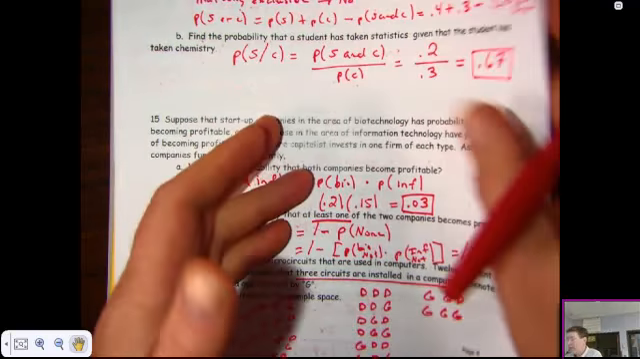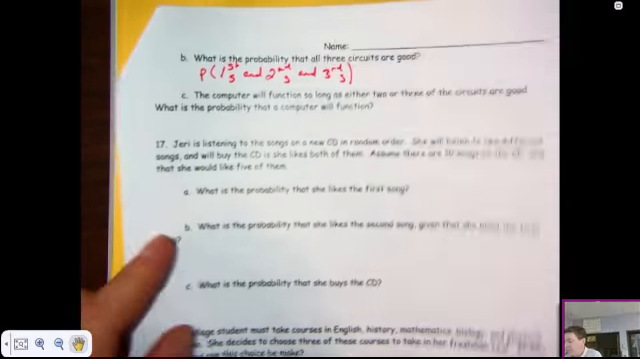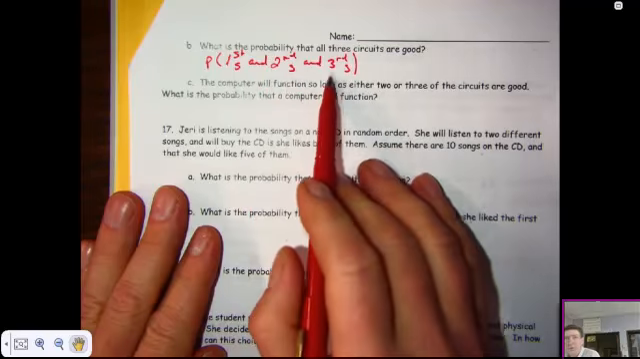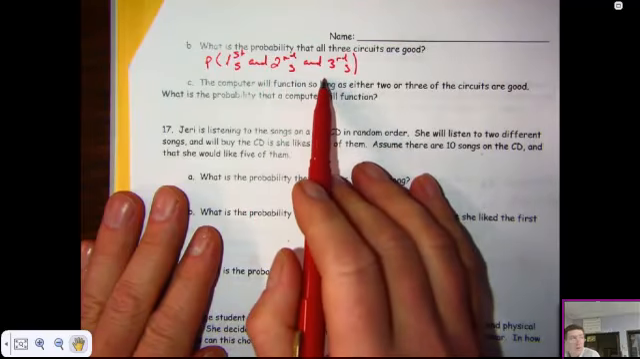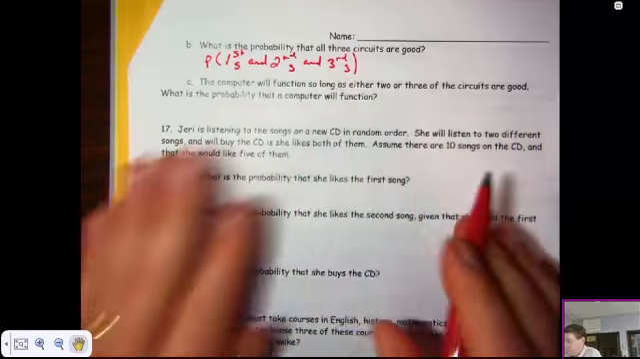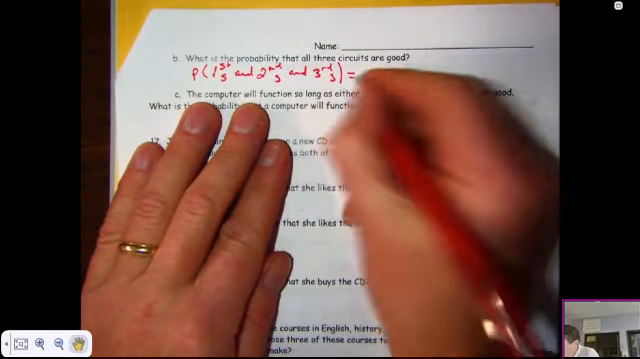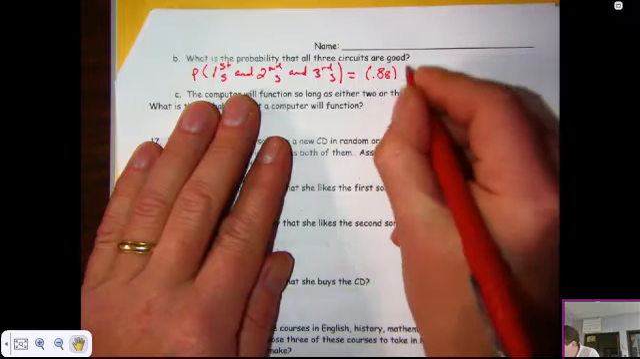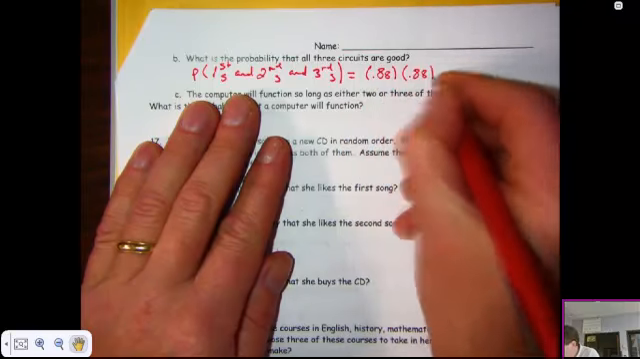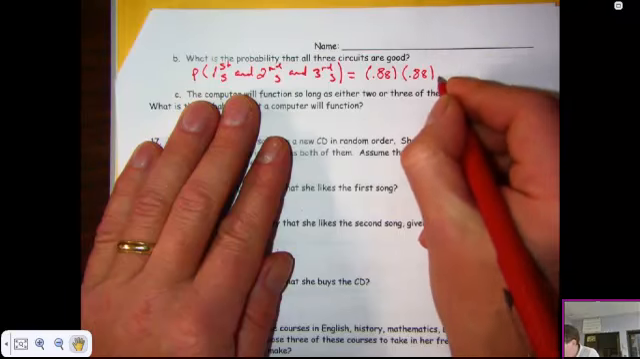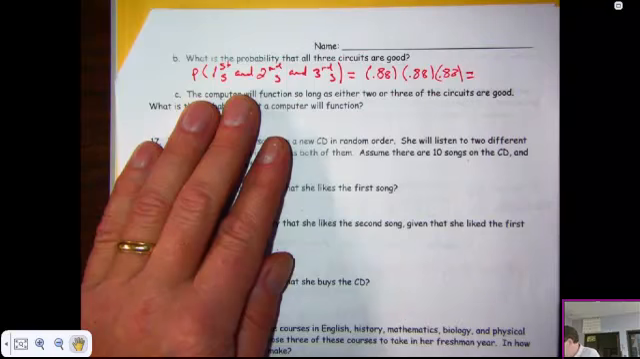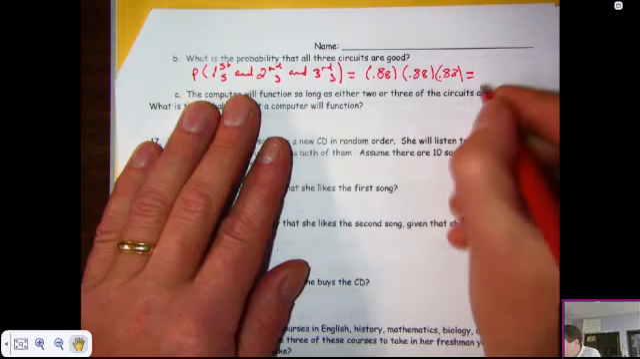So if we think of these as independent events, how do I find the probability of the first good and the second good and the third good? I'd multiply them, right? So it's going to be 0.88. The first being good is 0.88, the second being good is 0.88, and the third being good is 0.88. So 0.68.